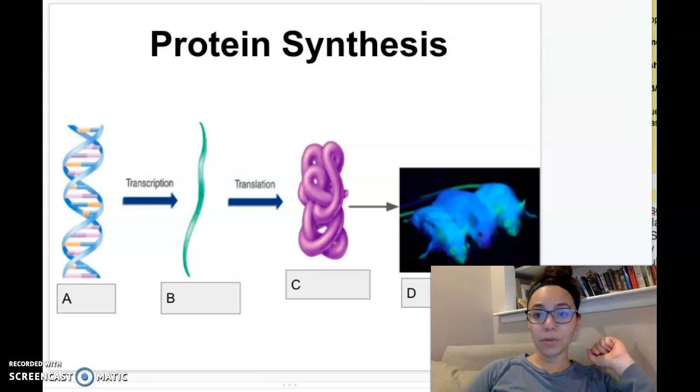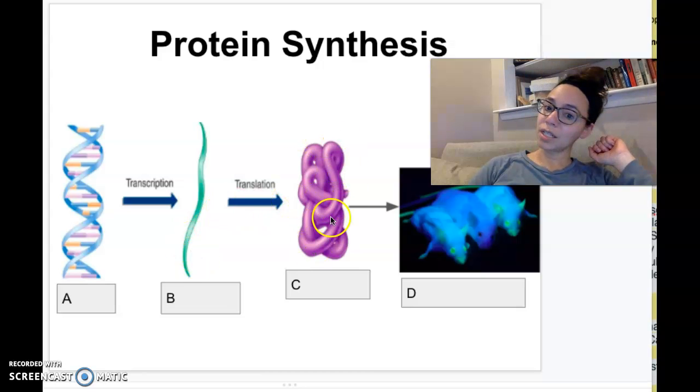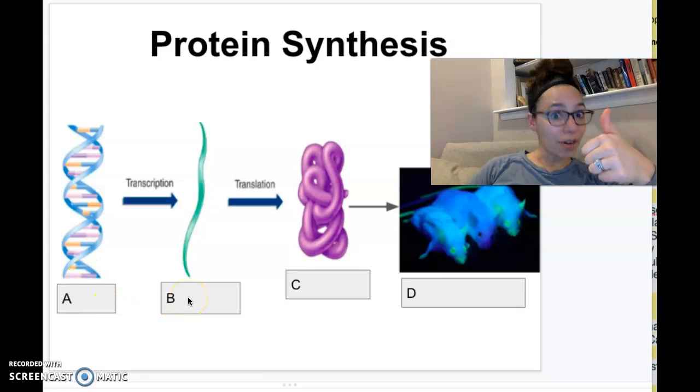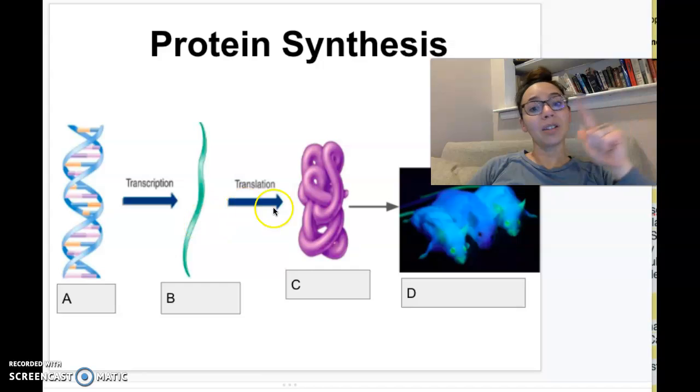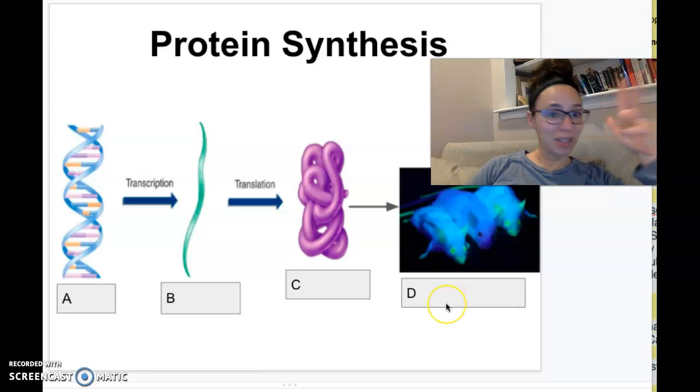So let's see if you can label these. We've got something here, transcription happening, turning it into something else, translation, turning it into something else, which is the traits that we see. So we've got DNA making a copy into RNA, turning that into proteins, which represents our traits. In this case, we've got some glow-in-the-dark mice, which is something you wouldn't see in nature, but we can make in a lab. We can make everything.